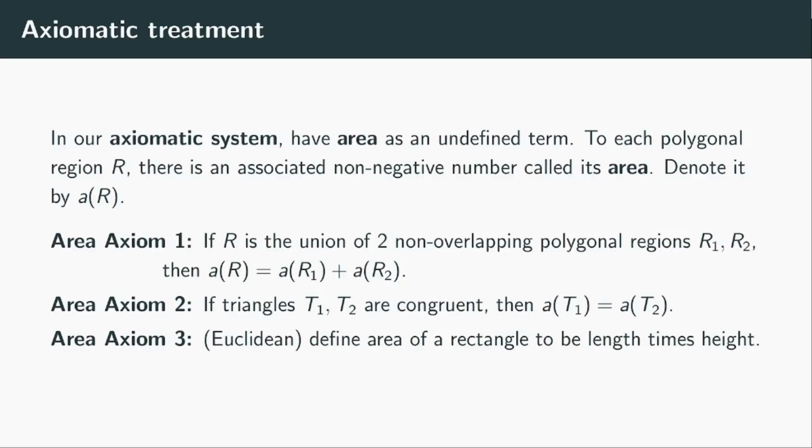The first one is if the region R is a union of two non-overlapping polygonal regions, let's say R1 and R2, then the area adds, right? So I can write the area of R as the sum of the areas of R1 and R2. Then the second area axiom is that the areas of congruent triangles are going to be equal to each other.